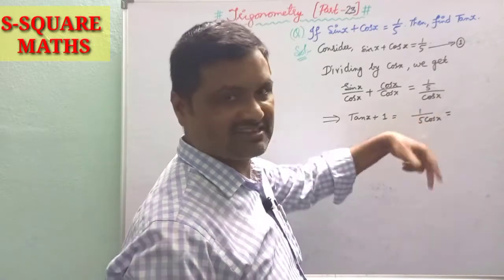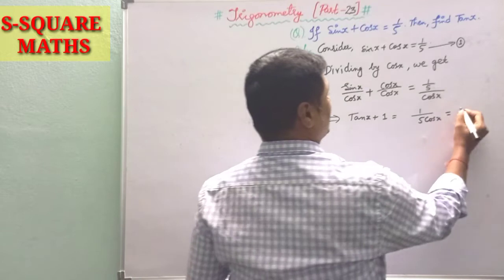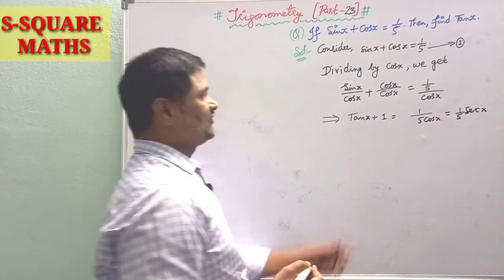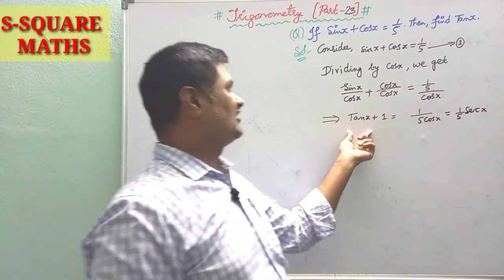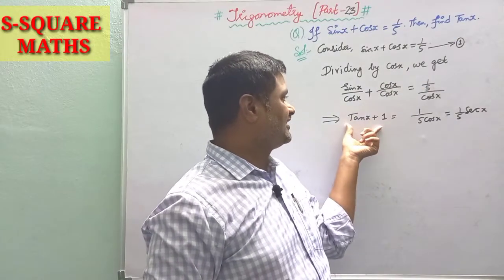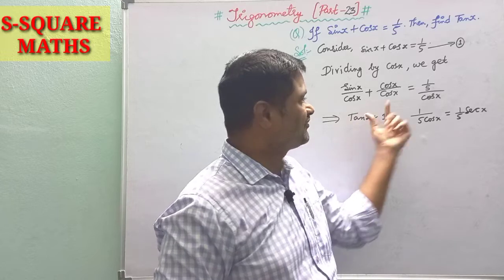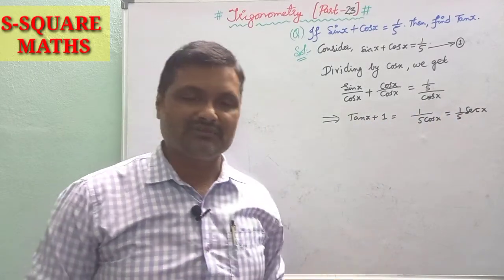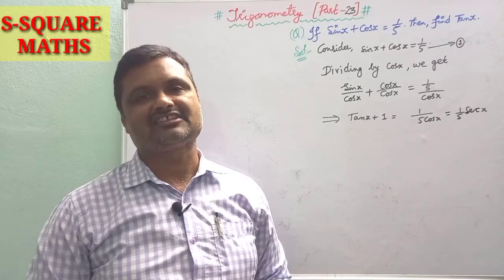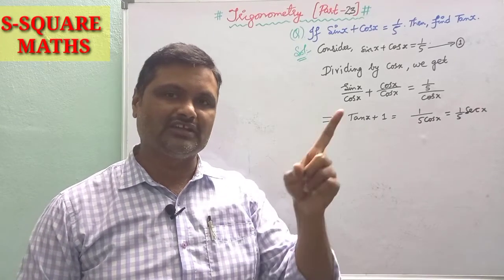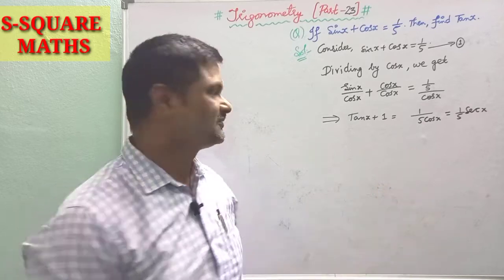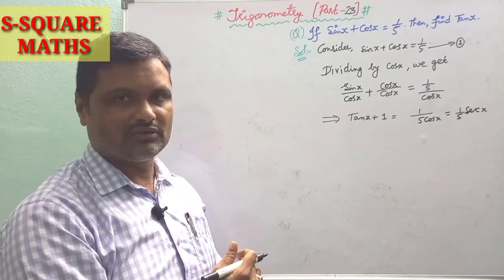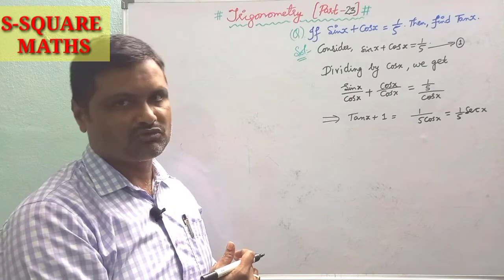1 by cos x is nothing but sec x, so I am going to write 1 by 5 sec x. If you observe carefully, to get the value of tan x, this equation has been reduced to terms of tan x and sec x. As we know, the important trigonometric identity is sec square x minus tan square x is equal to 1, which we are going to apply here. In order to apply it, we need squares, so we have to square on both sides.